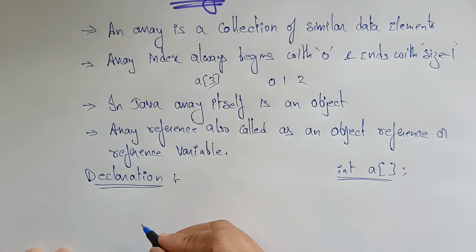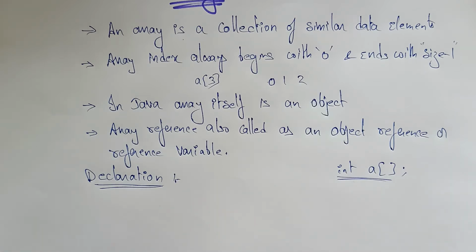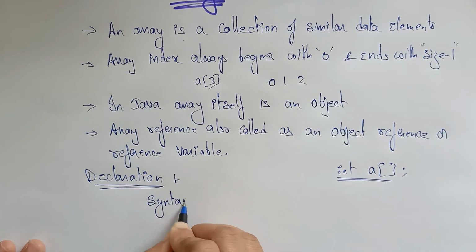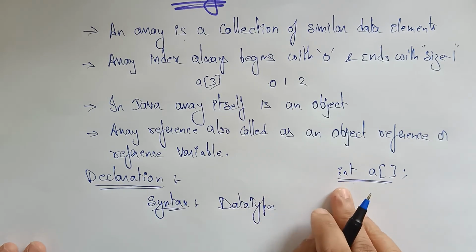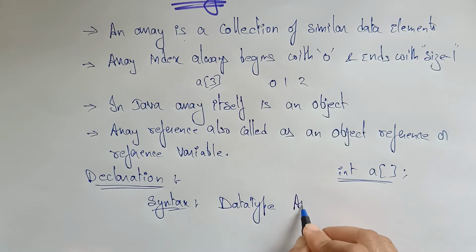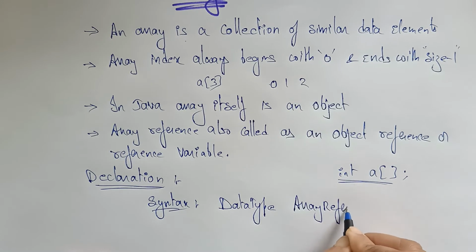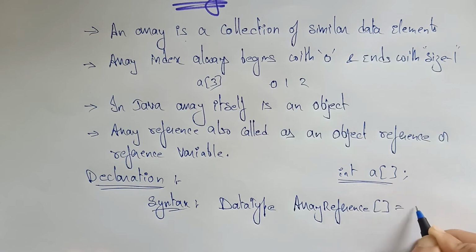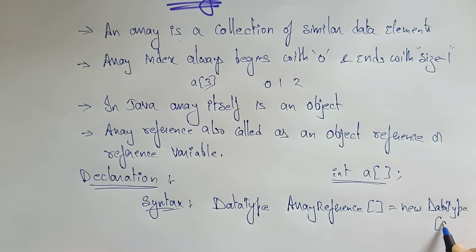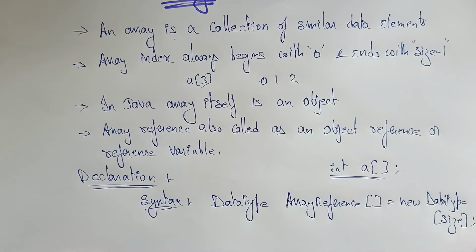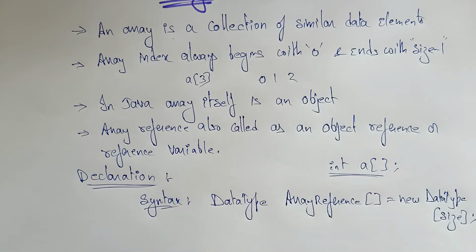Now in the declaration part, if you want to declare an array in the Java programming language, how are you going to declare it? First let me write the syntax. Syntax: data type, whatever the data type, the primitive data types, array reference is equal to new data type, within the brackets the size. So this is the syntax of an array in Java programming.